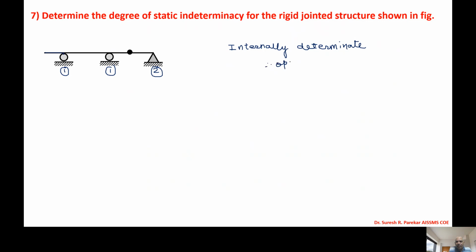Therefore, open loop, and therefore we have to find only DSE, which is R minus equilibrium equations. Number of reactions we have 4. Number of equilibrium equations we have 3 plus 1 due to internal hinge. We know it. So 3 plus 1, you can write it as 4, and then we have 0. So DS total we have 0.